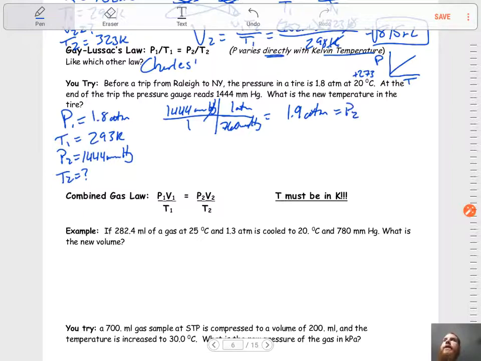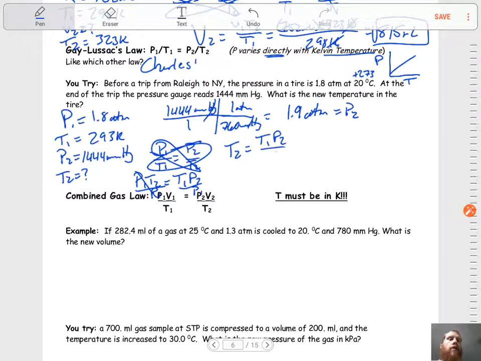Now I can go ahead and solve for my unknown variable, which is going to be T2. So P1 over T1 equals P2 over T2. Cross multiply to clear my fraction, so I get P1 T2 equals T1 P2. If I want to get T2 by itself, I'm dividing by P1. I know I kind of ran over there, hopefully you guys are okay. So T2 equals T1 P2 over P1. Plug and chug.